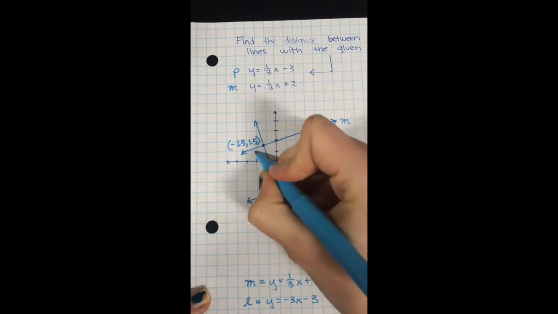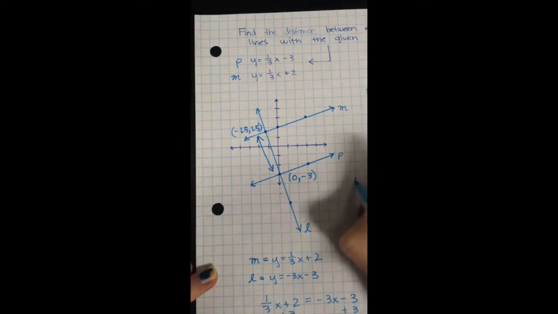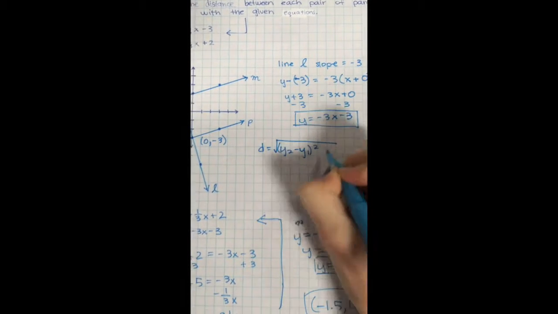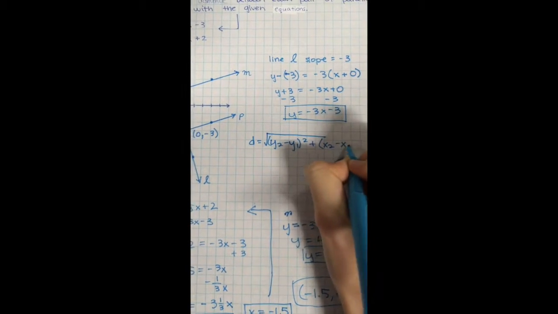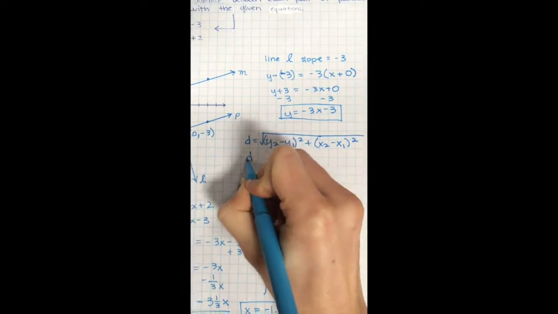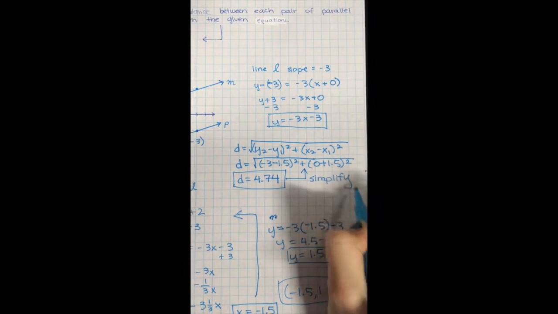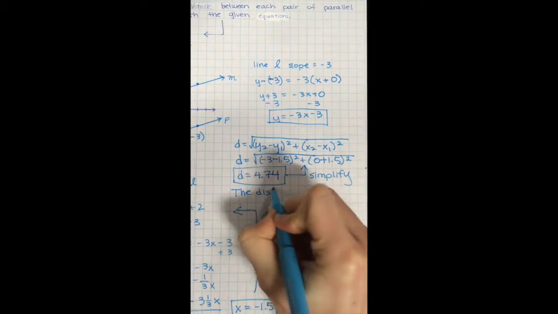Use the distance formula to determine the distance between the 2 points where line L intersects with the other lines. The coordinates of these points are (-1.5, 1.5) and (0, -3). After simplifying the distance formula, the answer you get is the distance between the two lines.